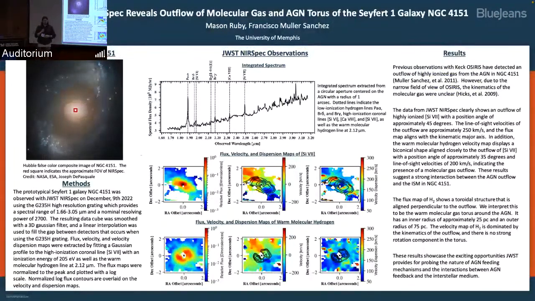Hello, everyone. I'm Mason Ruby from the University of Memphis. I'm a grad student working with Francisco Müller-Sánchez. So we're presenting NIRSpec results for the Seyfert galaxy NGC 4151.